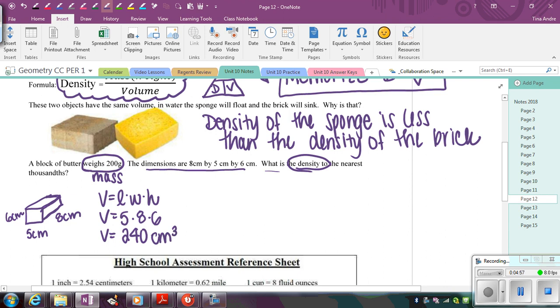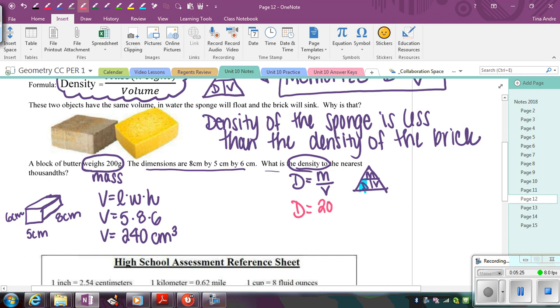So the whole reason why I care about the volume is because I'm trying to find the density, and we know that density is mass over volume. Or if you're thinking about the triangle, density, mass over volume. So if I'm trying to find the density, cover that up, what are you left with? M over V. So that means now that I know my volume and I know my mass, to find the density, it's really simple. You're just going to divide it.